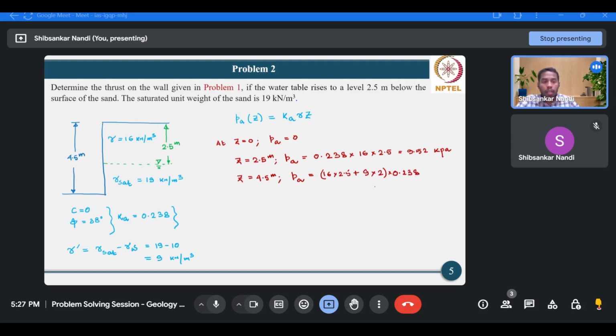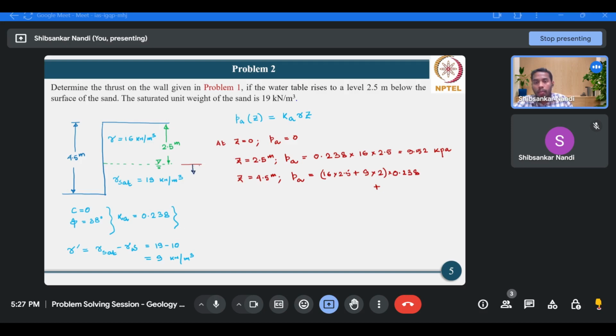Now due to water, we will be having this active pressure, and that will be simply gamma W into Z. Okay, now this Z, the reference for this Z, you have to take from the water table location only.